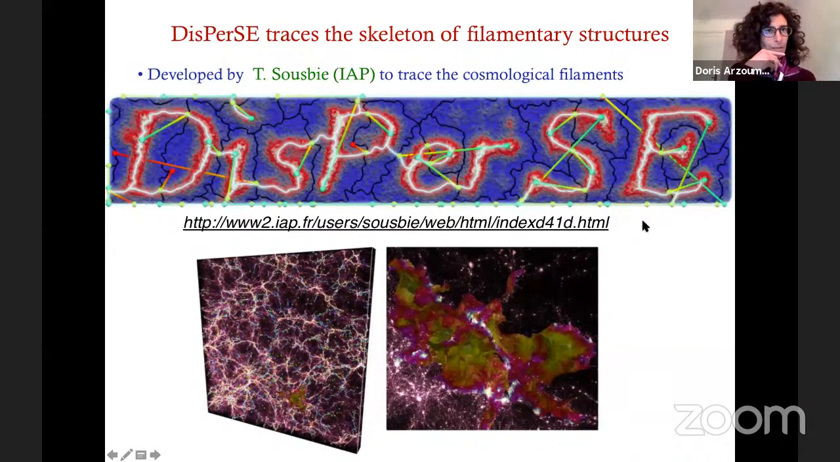DisPerSE was initially developed in order to trace the filamentary structure in the cosmic web, so in a cosmological context. It was created by Thierry Sousbie, and there is a very nice website that describes how to install DisPerSE and how to use it. And then when I started working on the interstellar filaments, I discussed with Thierry Sousbie, and we adapted his code in order to trace the filamentary structure in the interstellar medium.